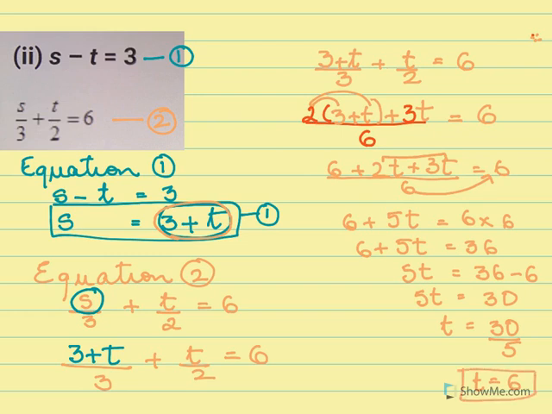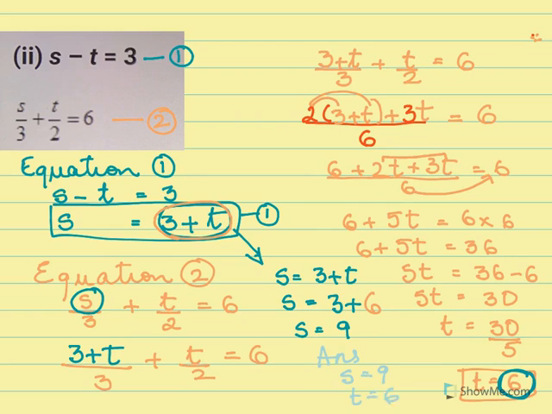So we've got t. Now we need to get s, but we already know from here that s equal to 3 plus t. So s equal to 3 plus, this is a value of t. We got a value of t here. So we put a value of t here, 6, because we know it now, and we'll get s equal to 9. So for your answer here, you'll get s equal to 9, t equal to 6.